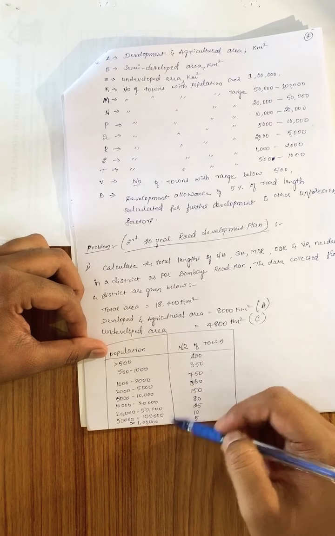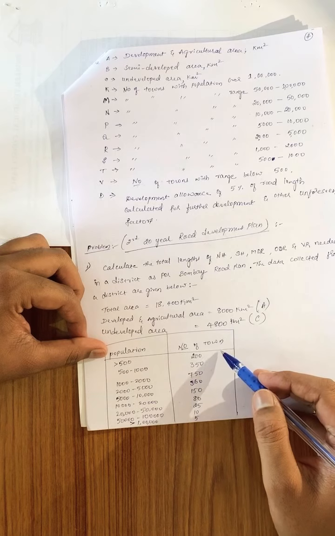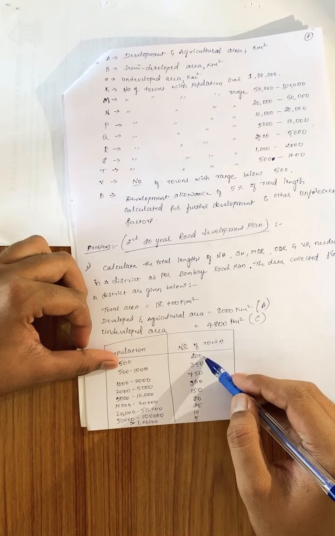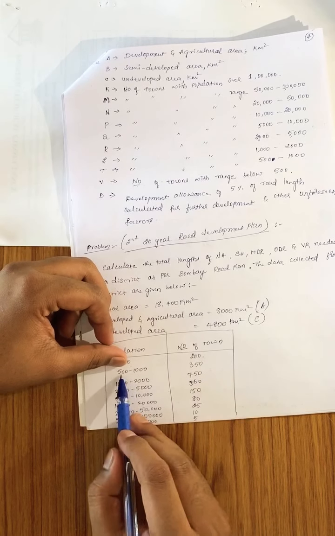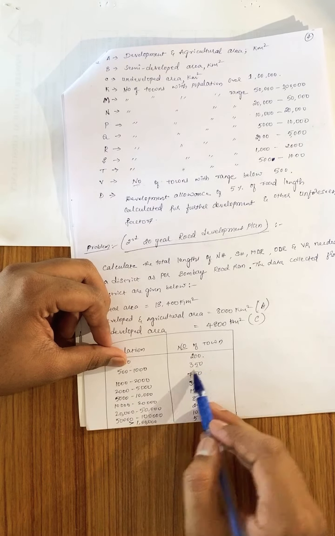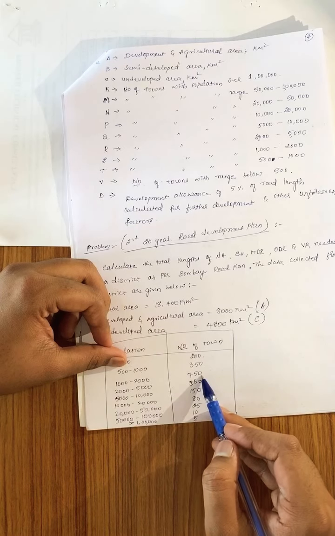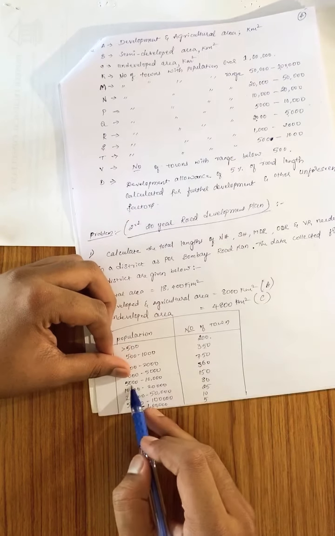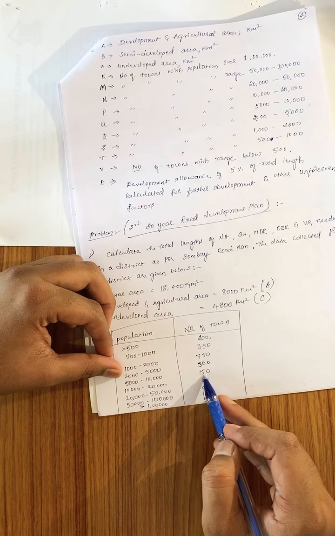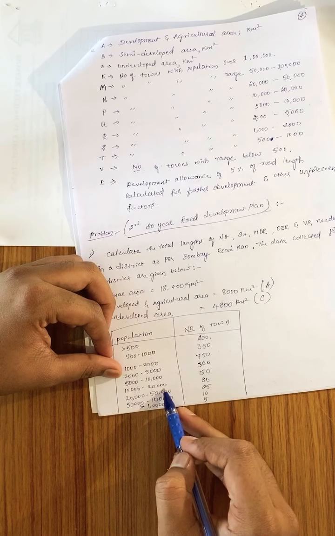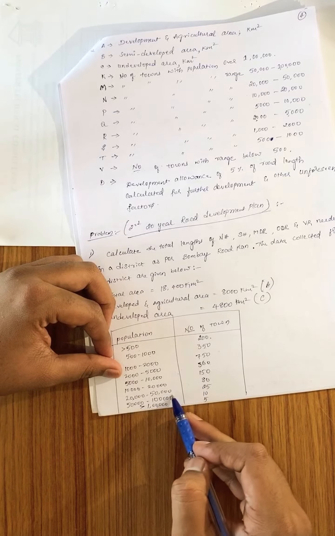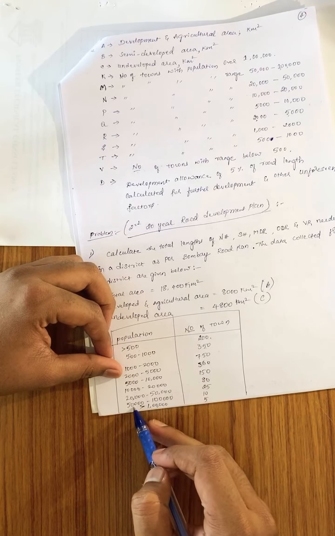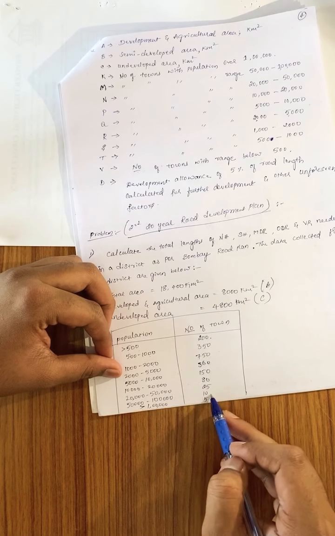So they have given the population ranges from 500 to 1 lakh, along with the number of towns. For the population below 500, they have given 200 towns. For 500 to 1000, 350. For 1000 to 2000, 750 towns. For 2000 to 5000, 360 towns. Next, 5000 to 10,000, 150. For 10,000 to 20,000, 80. For 20,000 to 50,000, 25 towns. Now 50,000 to 1 lakh, 10 towns.